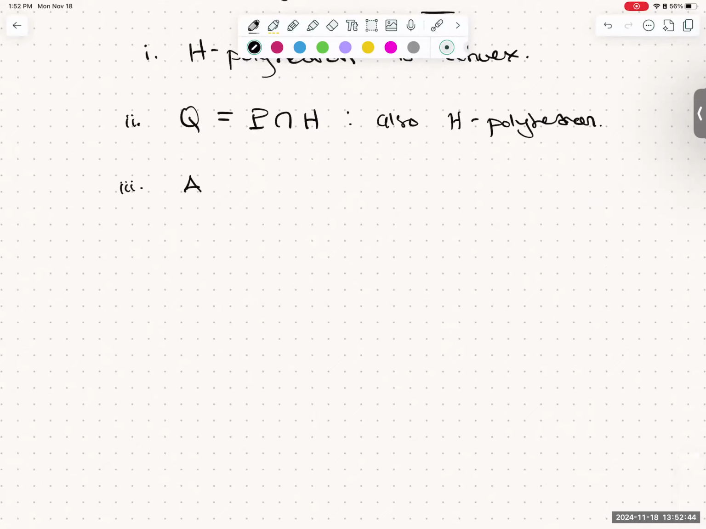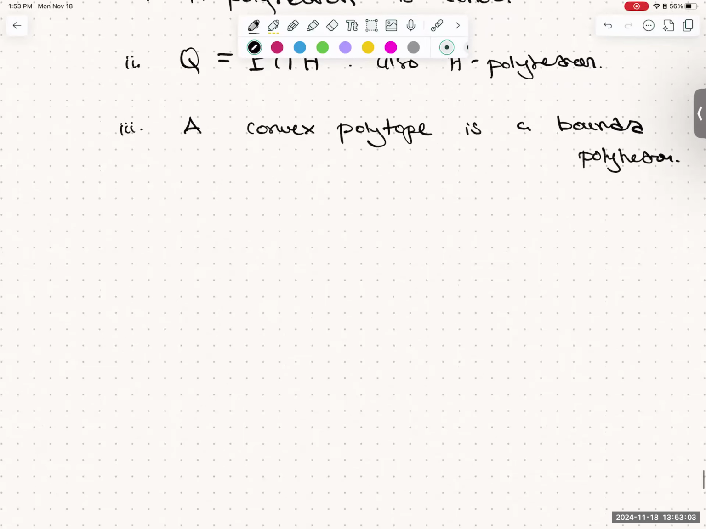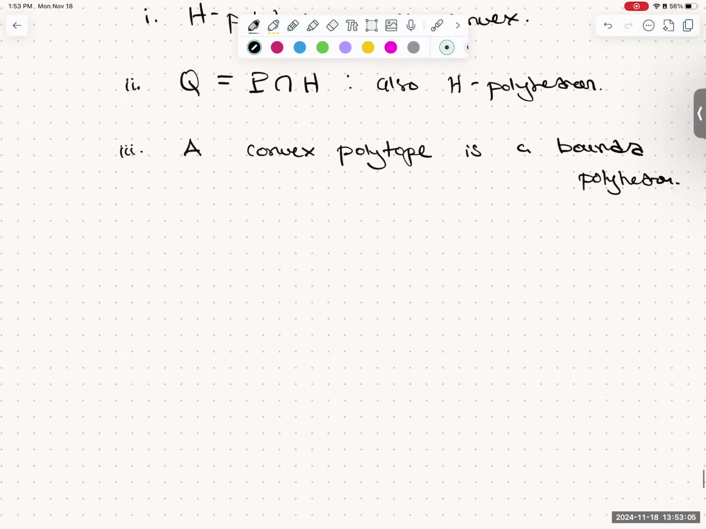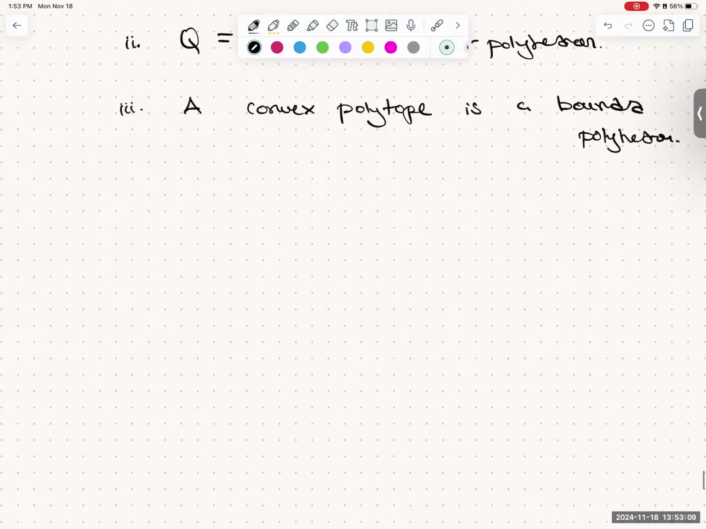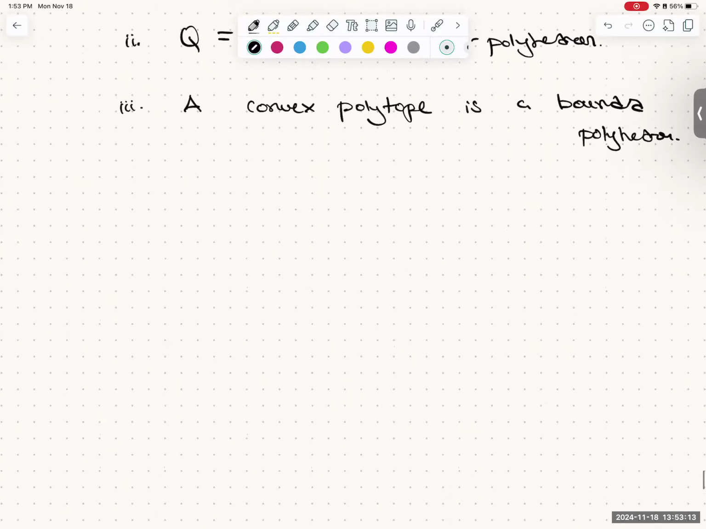So a convex polytope is a bounded polyhedron. By the way, I will often just say polytope instead of convex polytope all the time. We will not be dealing with non-convex stuff.